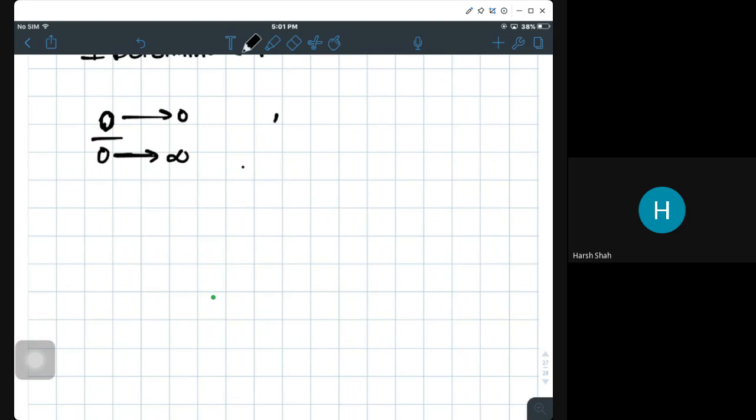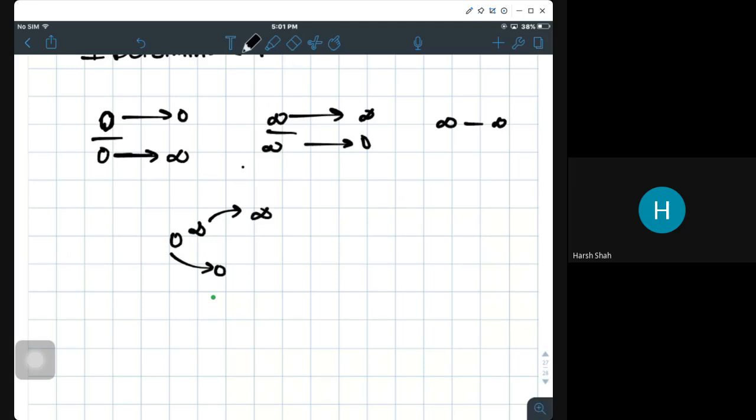You have the infinity by infinity form. This denominator will try to take your answer to 0, and this numerator will try to take it to infinity. Correct? Let's say you have infinity minus infinity. You don't know which one is a bigger infinity. You have 0 to the power of infinity. This will try to take you to infinity, and this will try to take you to 0. Correct? These are the four forms for which I don't have an answer.